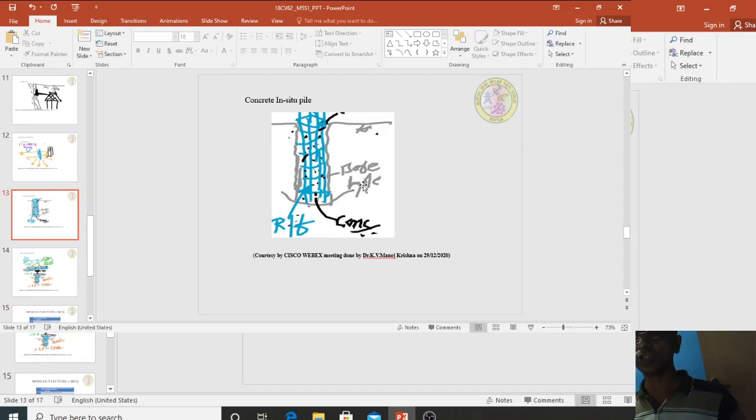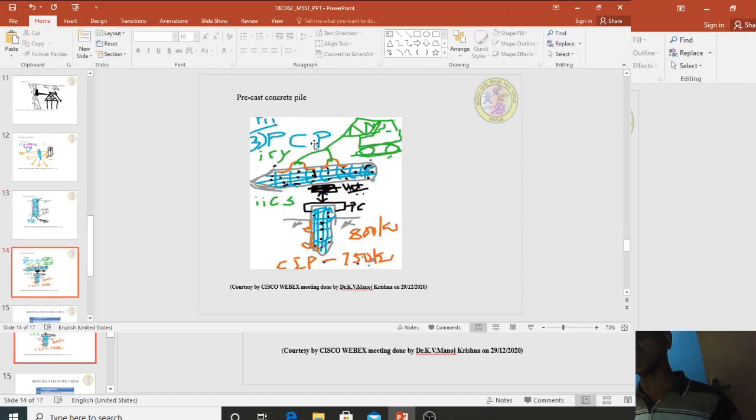Next is a cast in situ pile. Cast in situ means inside the site. First, a boring operation will be done, any type of boring: auger, shell, wash boring, percussion, rotary, etc. All the soil will be removed. Reinforcement casing will be placed, the blue line, and concreting will be done from the top into the reinforcement casing and allowed sufficient curing period. Then that pile is a cast in situ pile, cast inside in the field.